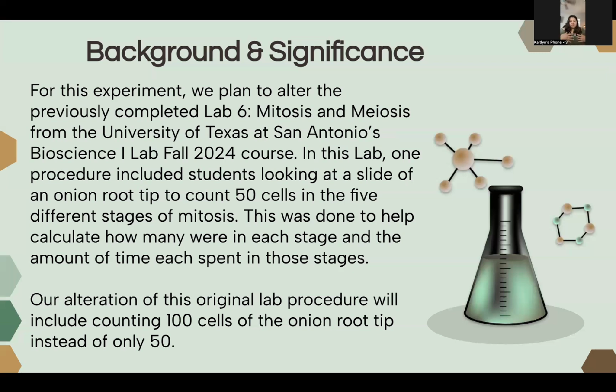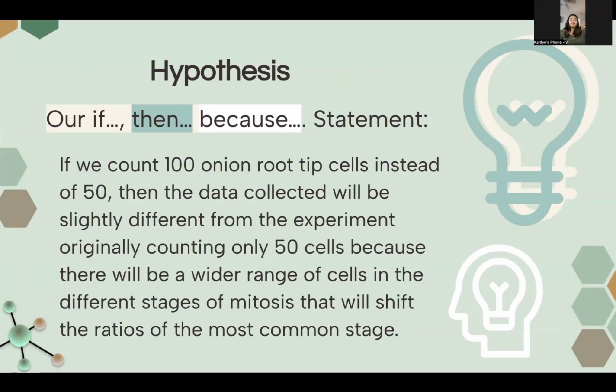While doing this with our 50 cells, we determined that prophase was the most common one that we were able to observe. But for our alteration of this lab, we're going to be counting 100 of the cells instead of only 50. For our hypothesis, we've decided to settle on the statement: if we counted 100 onion root tip cells instead of 50, then the data collected will be slightly different from the experiment originally counting only 50 cells, because there will be a wider range of cells in the different stages of mitosis that will shift the ratios of the most common stages.